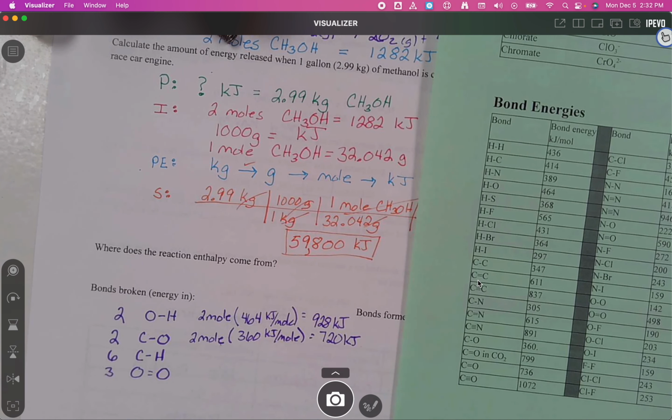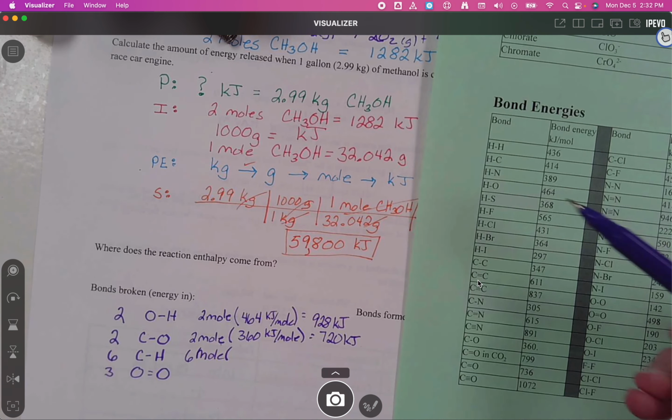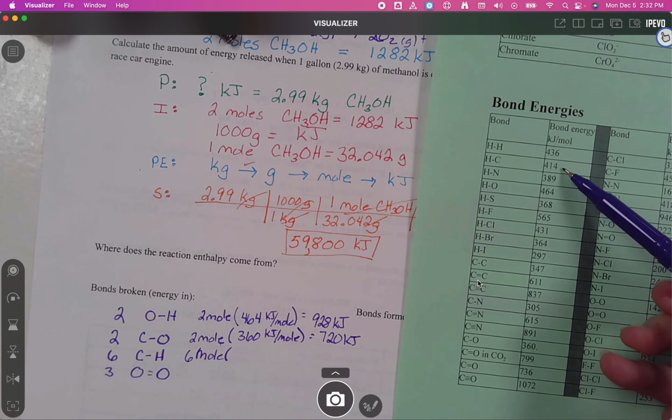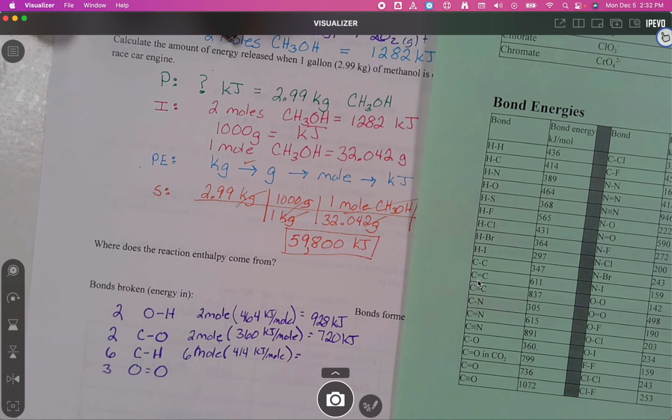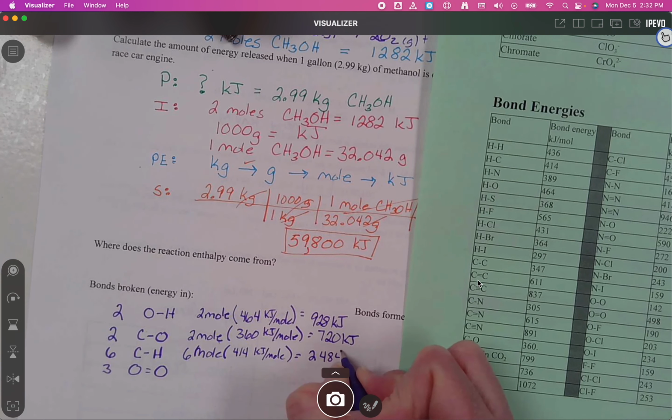Then we had to take off all the feet. That was a carbon-hydrogen bond. We had 6 feet to remove. Let's see, that's a carbon-hydrogen bond. That costs 414 kilojoules per mole. That was expensive. 2,484 kilojoules.